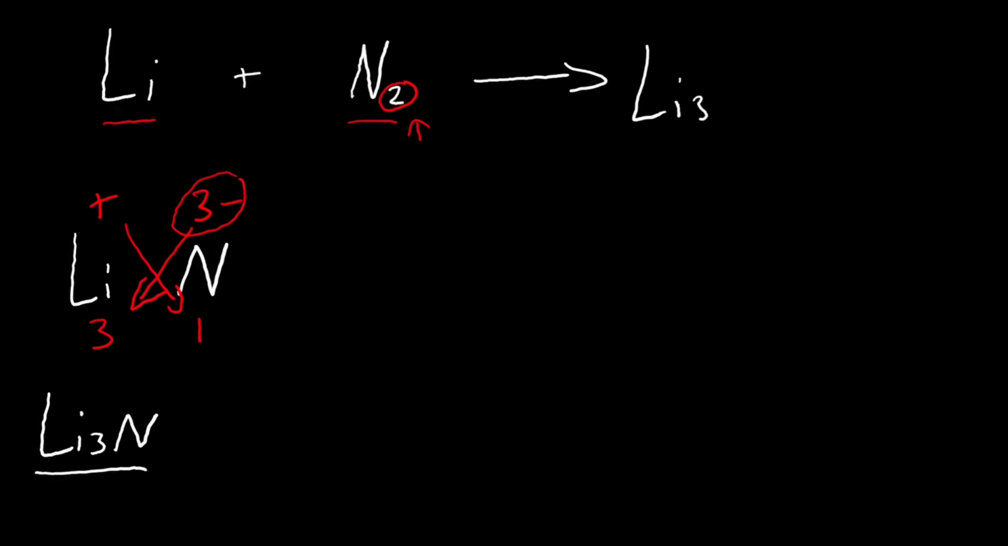Of course, now we need to add our states. Lithium is a metal, so it's solid. Nitrogen is a gas, and lithium nitride is another ionic compound, so I can assume that it is a solid.